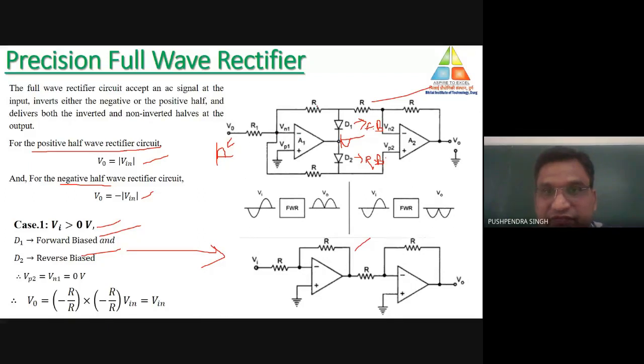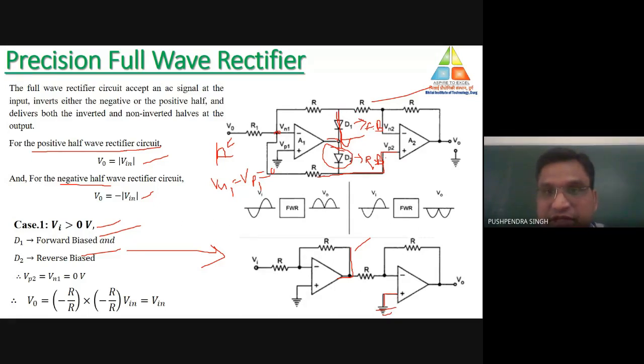So R1, then feedback resistance R. When it is short circuited, this is connected with the output terminal. Here, this is open circuited. What about the non-inverting terminal of A2? A2 is connected with R2, but R2 is connected with this point. Due to virtual ground, VN1 is equal to VP1, and VP1 is connected to ground, that means 0. So indirectly, this terminal of the resistance is connected to ground.